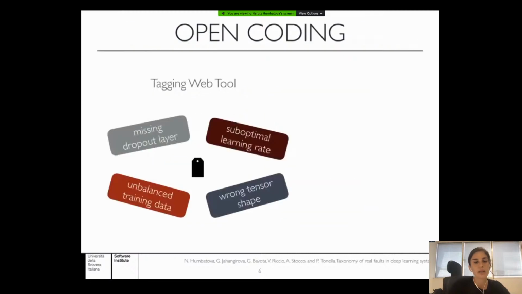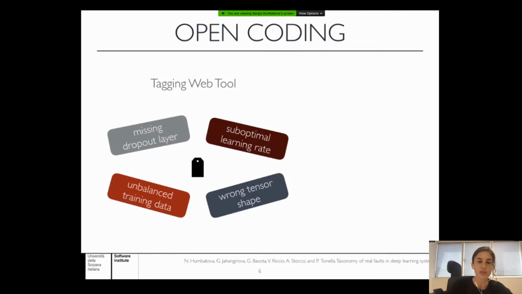To analyze the data collected from GitHub and Stack Overflow, we followed a manual open coding procedure. Each document was assigned to two evaluators that independently labeled the documents by assigning a short descriptive tag. Here you can see some of the examples. The labeling process was supported by a web application that one of the authors implemented specifically to facilitate the labeling and to resolve arising conflicts.